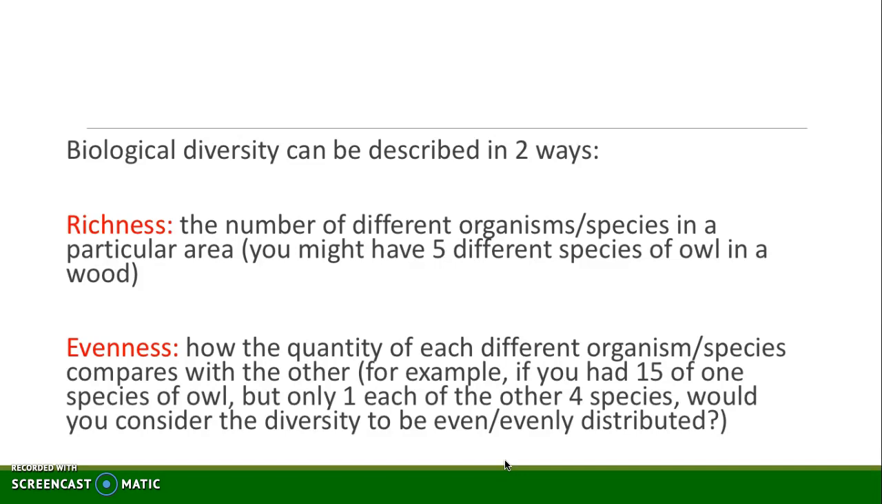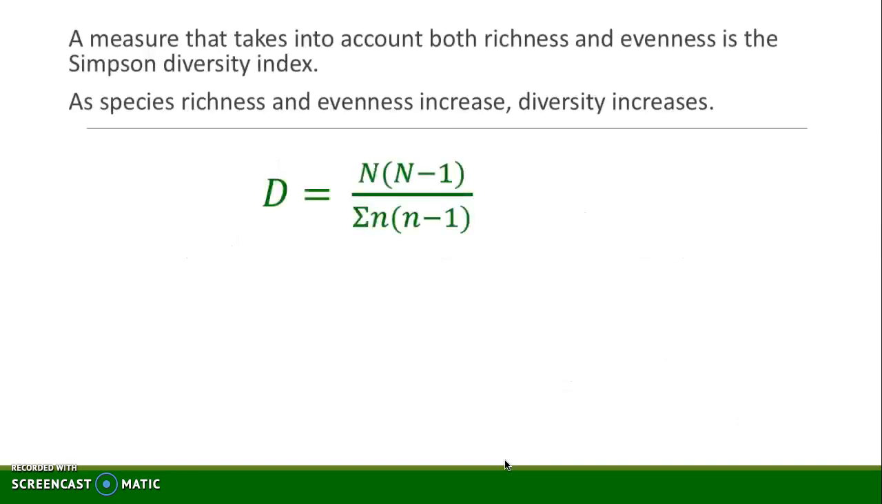Evenness has to do with how balanced the populations are. So if we have 25 different bird species in a zone, and if 90% of the birds are the same type of bird, then that's not as diverse as if they have very even populations. So if about 4% of the population belonged to each of those species, that would be more diverse because it's more even. So that distribution is key.